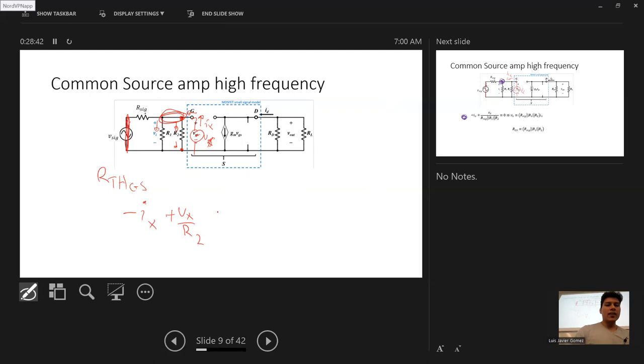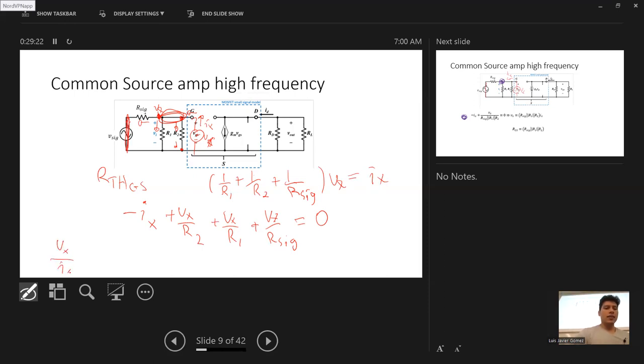Okay, so now we have here Vx over R1. And then here we have Vx over R sig. And those are all the currents at the node, so they have to add up to zero. And so then we say that 1 over R1 plus 1 over R2 plus 1 over R sig times Vx equals Ix. And then you get that Vx over Ix equals 1 over R1 plus 1 over R2 plus 1 over R sig, to the negative 1, which is equal to R_Th,GS. So that's R Thevenin for the across the gate to source capacitor.